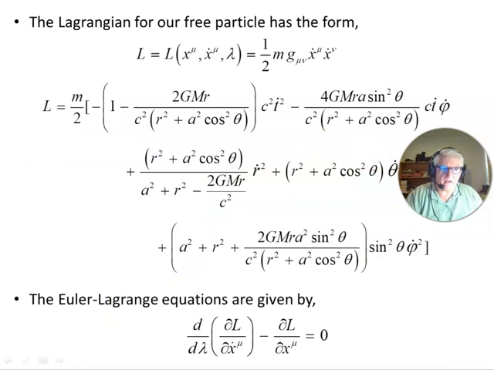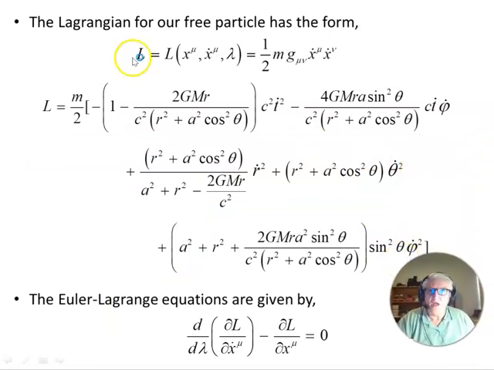Okay, so what we found is the Lagrangian had this form, and when we did that for a free particle in the Kerr geometry, we got all this. And this is all the subject of the first video in this series. I'm not running through this now. Euler-Lagrange equations with these.